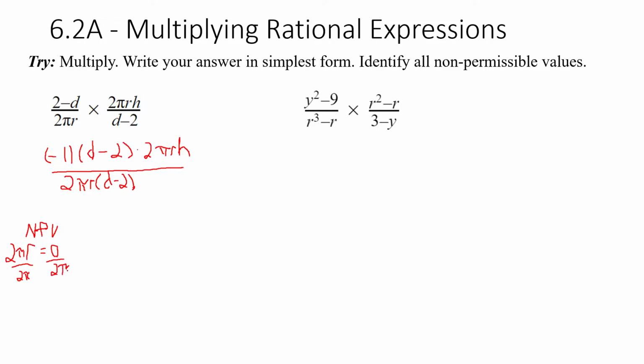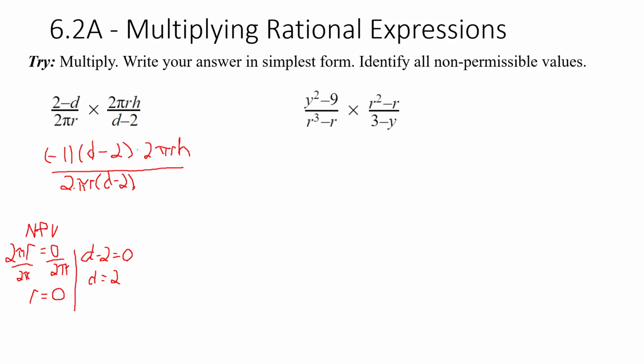And 0 divided by anything is just 0. So r is equal to 0. If you put in a 0 here, you'd have 2 times 3.14159, etc. 2 times pi times 0 would make this unit 0, and that's no good. We also need to find out what would make d 0. So d minus 2 is equal to 0. Solve for d by adding 2 to both sides, and you'll have d equals 2. So positive 2 doesn't work for d, and 0 doesn't work for r.